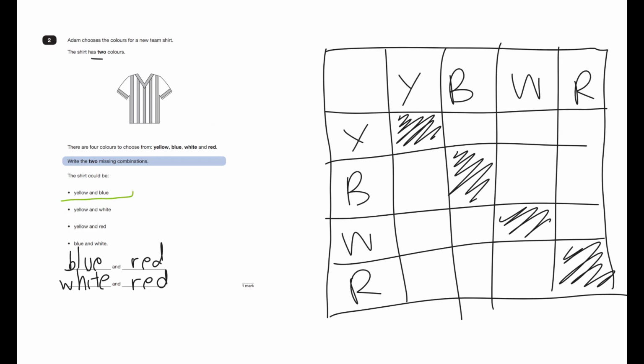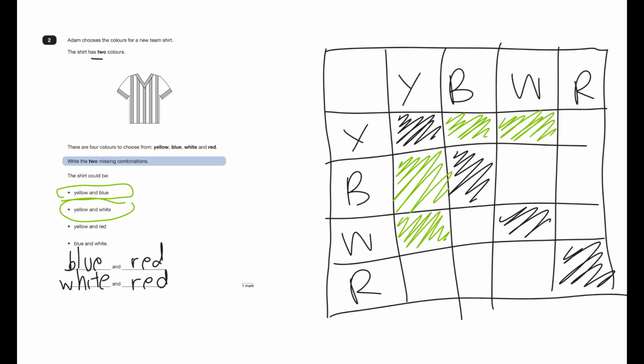So let's have a little look at what we've got. So we've got yellow and blue. So yellow and blue is already done, but that is the same as blue and yellow. So those are already done. Next one we've got is yellow and white. So yellow and white is already done. So that means white and yellow is also done. Then we've got yellow and red. So yellow and red, we can do red and yellow as well.